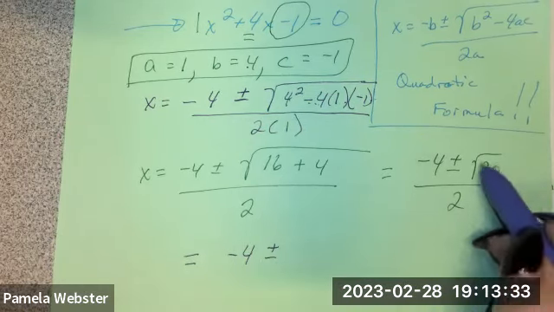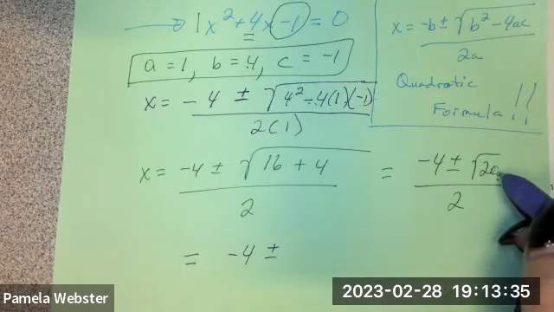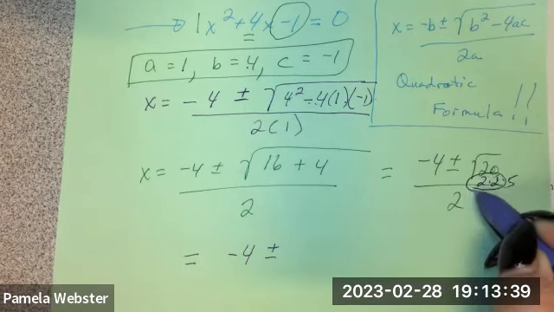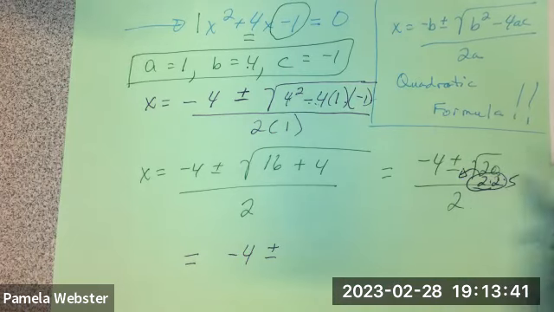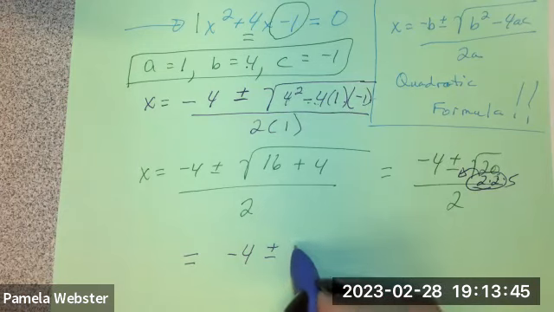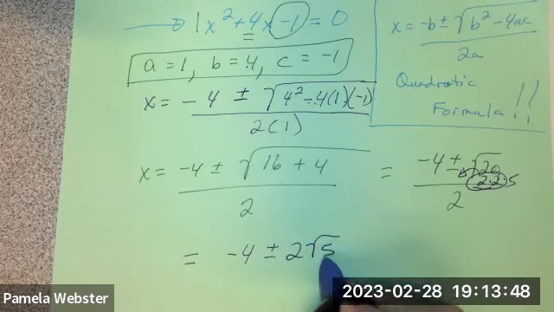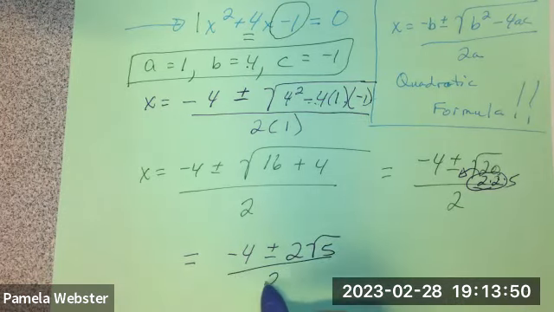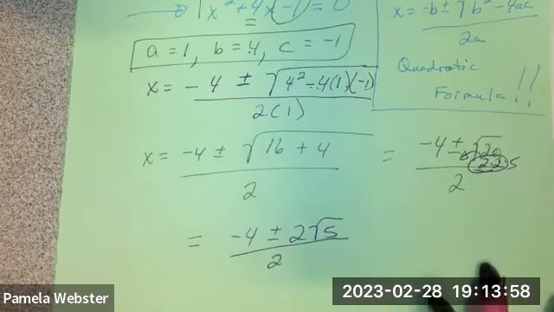plus or minus the square root of 20, which is 4 times 5, right? So that's 2 times 2 times 5. I can pull out 2 times 2 out of the square root. So -4 plus or minus, this is going to be 2 square roots of 5 all over 2. Well, look at that square root of 5 sitting in there. That's kind of yucky, right? So this will reduce just a tiny bit more, but pretty much we're done.